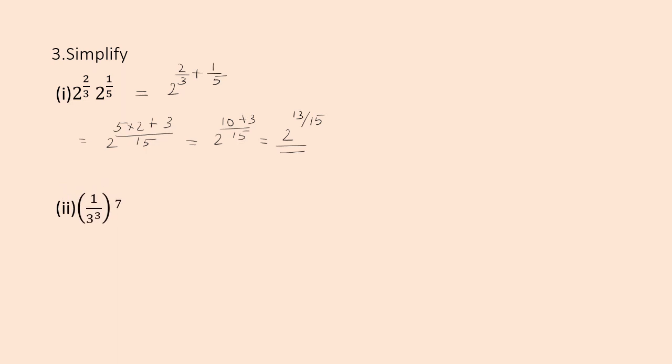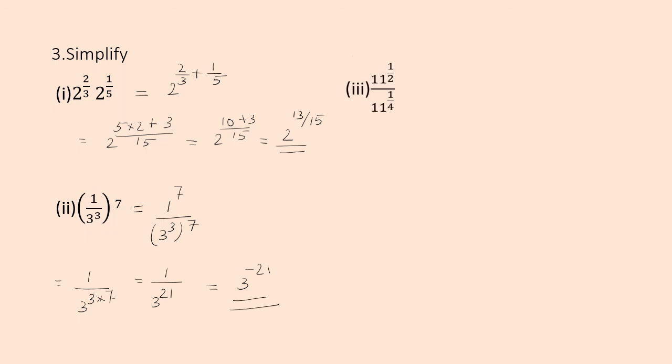Now question number 2, 1 upon 3 cube whole raised to 7. This you can write as 1 raised to 7 upon 3 cube whole raised to 7. That you can write as 1 raised to 7 is 1 upon 3 raised to 3 multiplied by 7. Here you are using the laws of exponents: x raised to m whole raised to n is x raised to mn. That is 1 upon 3 raised to 21, that you can write as 3 raised to minus 21.